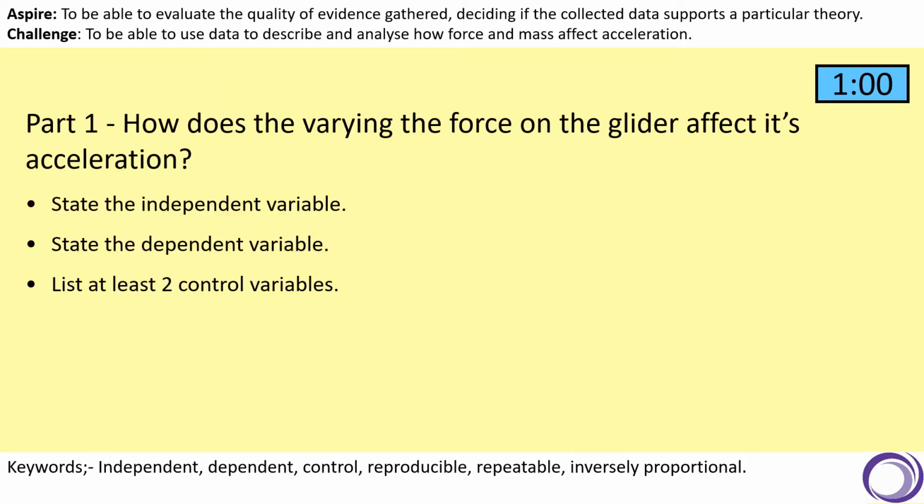Part 1, we're going to look at varying the force on the glider or on the trolley and see how that affects the acceleration. So I want you to think then, if they have been mentioned already, what's the independent variable, the dependent variable, and some control variables, if you could list them.